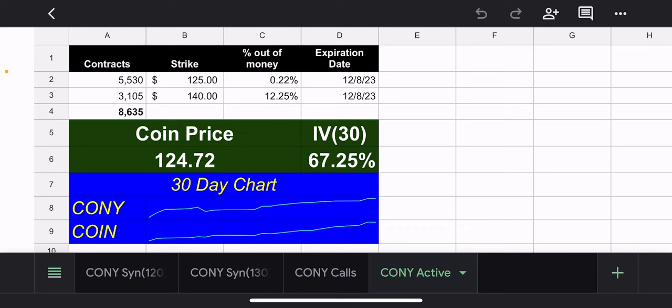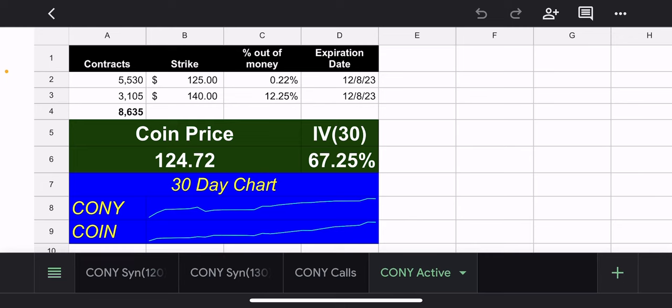And lastly, we have the active positions for CONY for the day. And how are we sitting? We are sitting pretty damn good. Yes, these expire next week, but look at that. 12% out of the money. And guess what? It wasn't that high before, but coin's been going down.